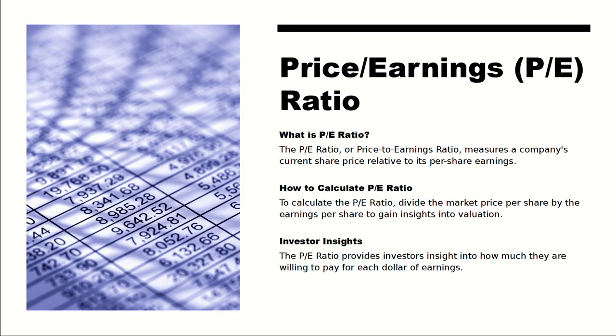Price earnings ratio, PE ratio. What is the PE ratio? The PE ratio, or price to earnings ratio, measures a company's current share price relative to its per share earnings. How to calculate the PE ratio? To calculate the PE ratio, divide the market price per share by the earnings per share to gain insights into valuation. Investor insights. The PE ratio provides investors insight into how much they are willing to pay for each dollar of earnings.